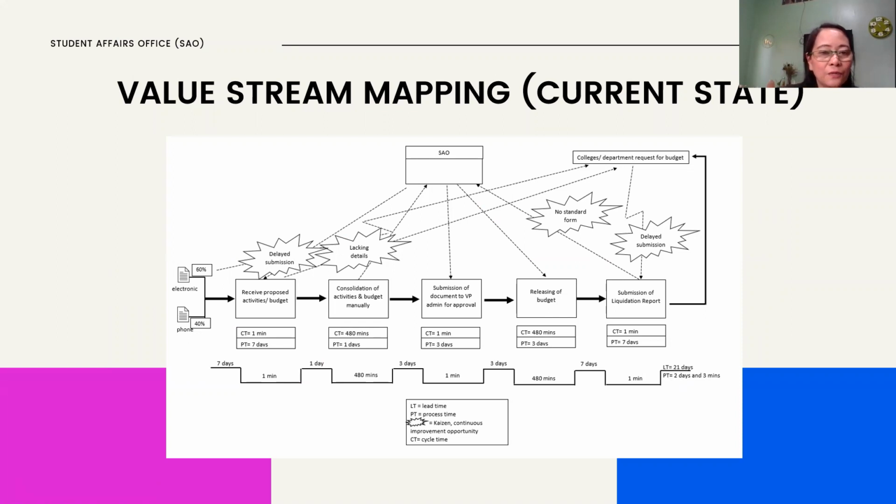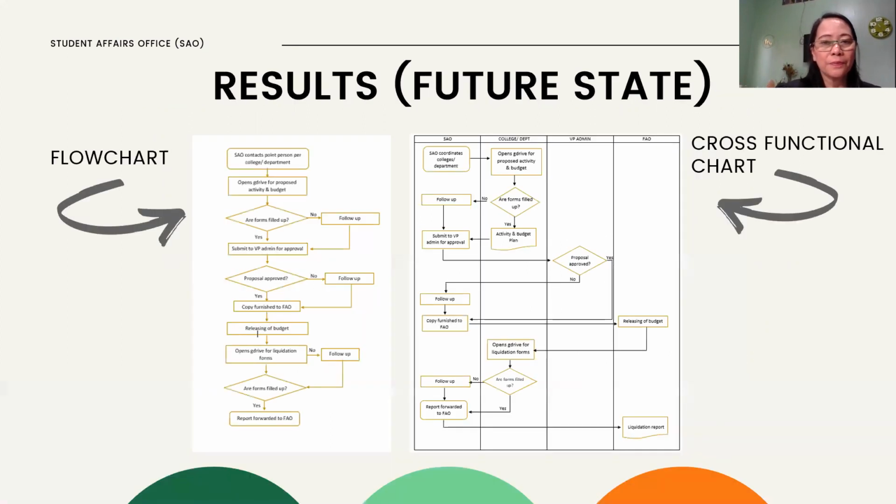With the current state, we do the manual consolidation of activities and budget before we will submit it to the BP for the approval of the budget. With the application of the tool, here is now our proposed process.